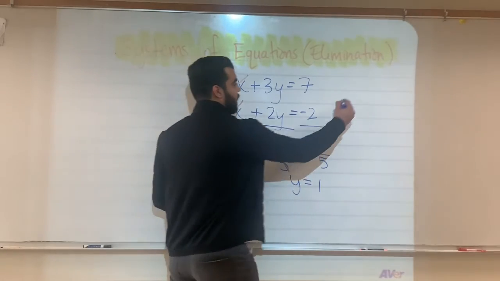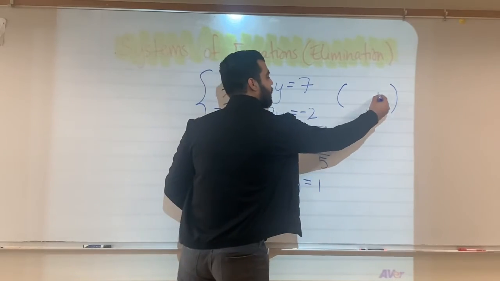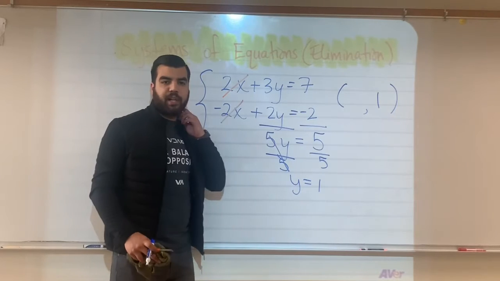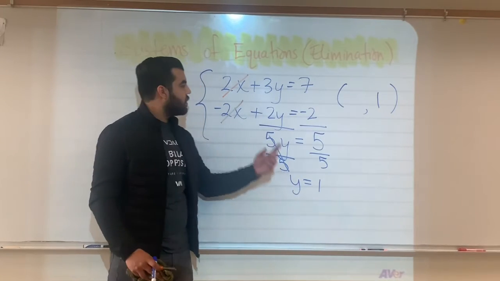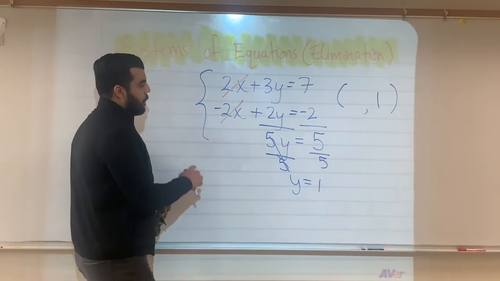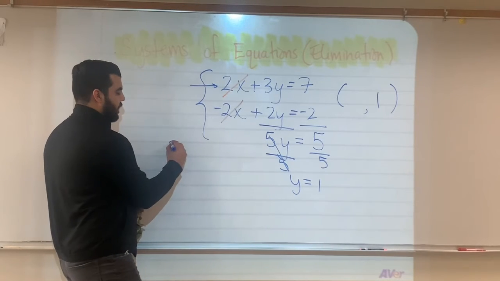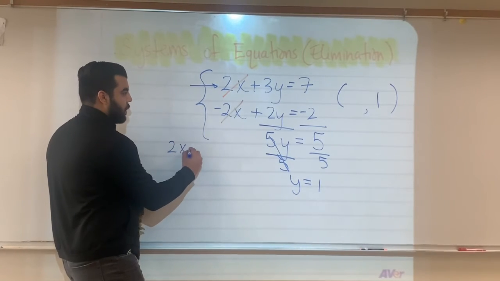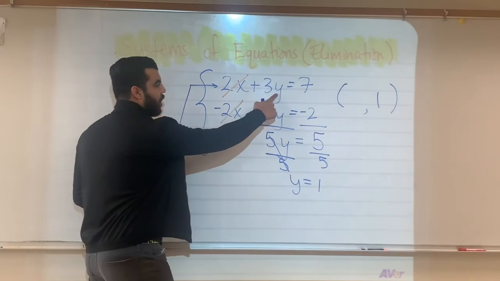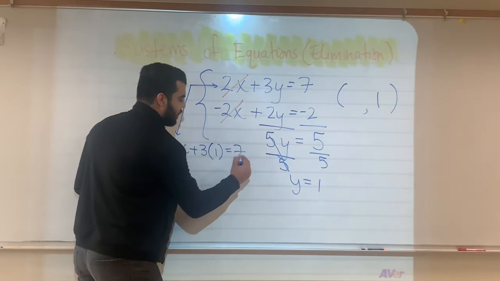Now, as I said earlier, we want to find the coordinate. My y value is going to be 1. We're not done yet. We still need to find out what x is. So what I have to do next is use the y value, substitute it into one of these equations to solve for x. In this case, I'm going to use this top one since it looks easier to work with. So we have 2x plus 3, now instead of y, I'm going to use my value that I found, which is 1, equals 7.